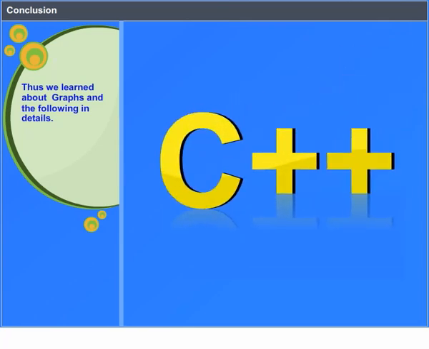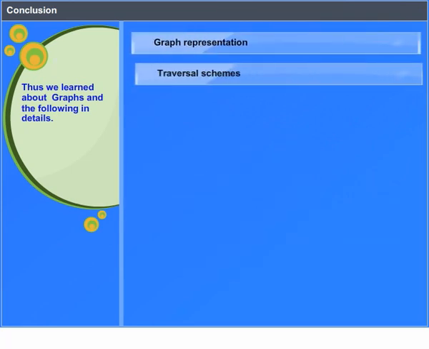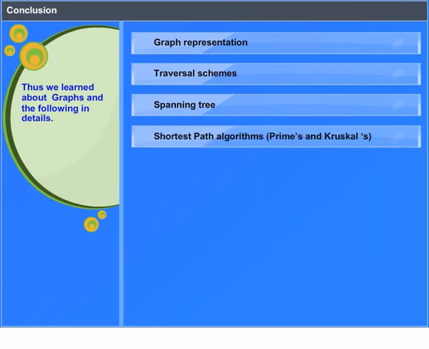Conclusion. Thus we learned about graphs and the following in detail: graph representation, traversal schemes, spanning tree, shortest path algorithms, Prim's and Kruskal's.